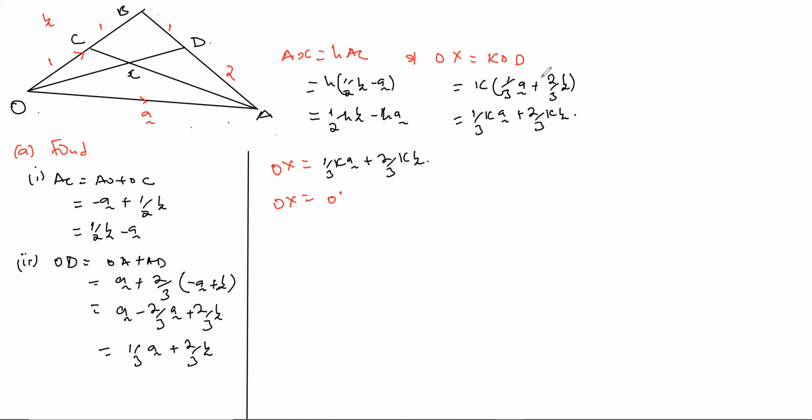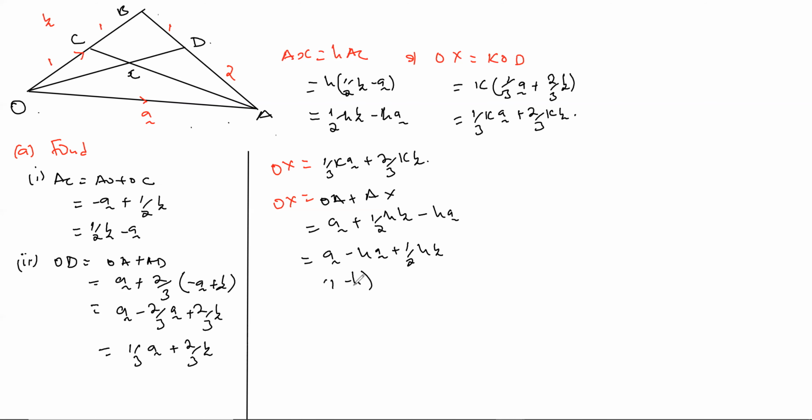OA plus AX. And now we have all these values. OA is A. AX, which is a half HB minus HA. Again, the same thing. Factorize HA, then plus a half HB. Then you collect the like terms, like we already said.